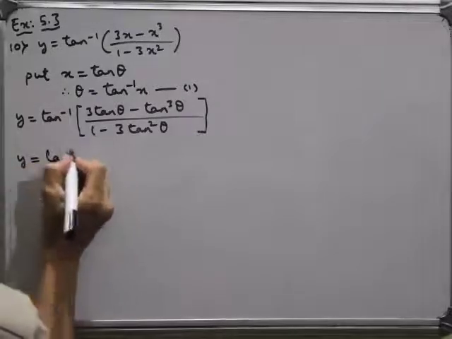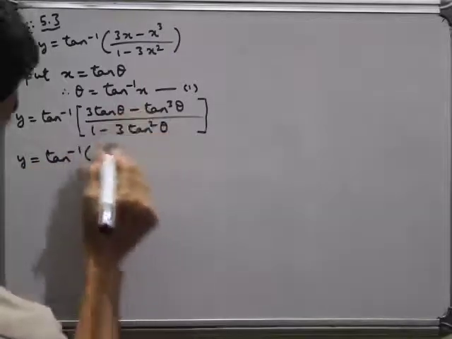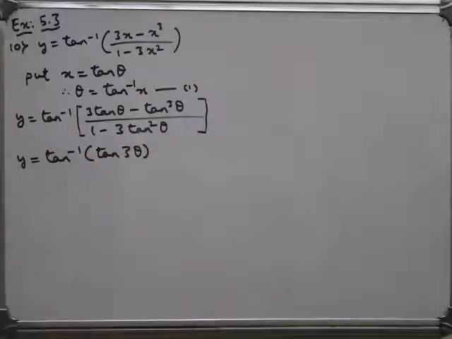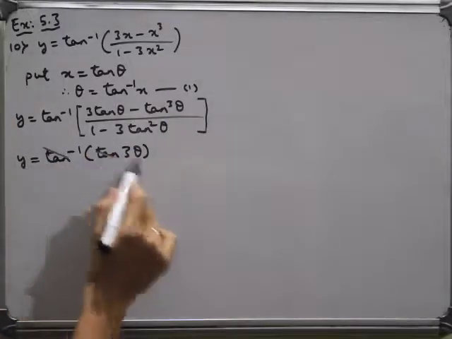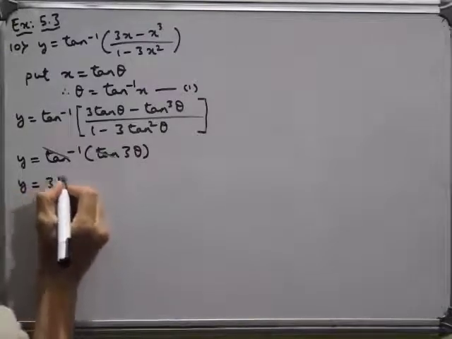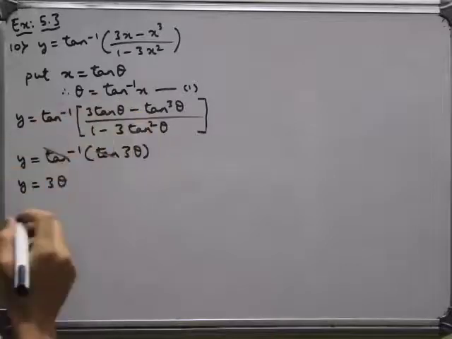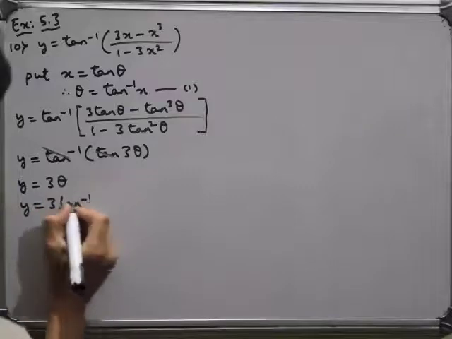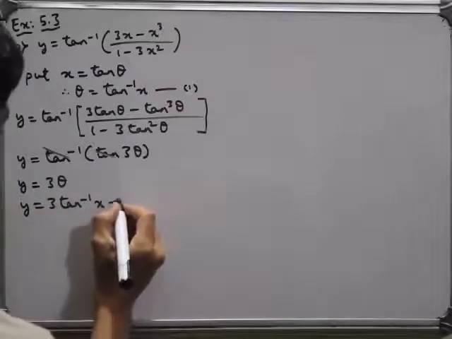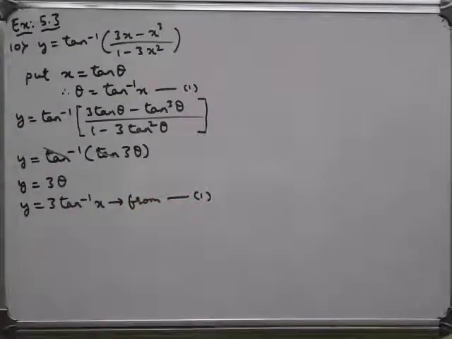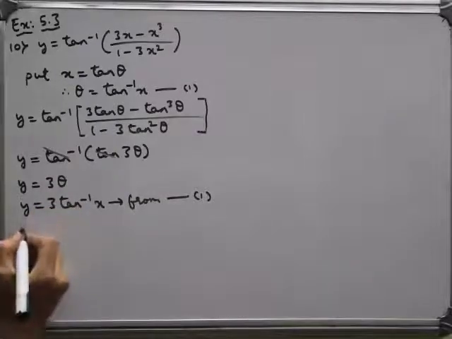So y is equal to tan inverse of, this entire result is nothing but tan 3 theta, and we know tan inverse and tan will get cancelled. Y is equal to 3 theta, and what is theta? Theta is nothing but tan inverse x, so write it. Y is equal to 3 tan inverse of x. This we have got from equation number 1. So after doing this step, you can differentiate. It is very simple from here.